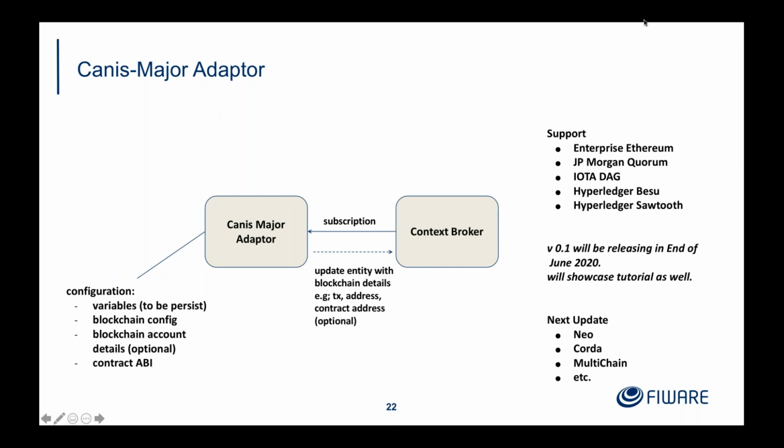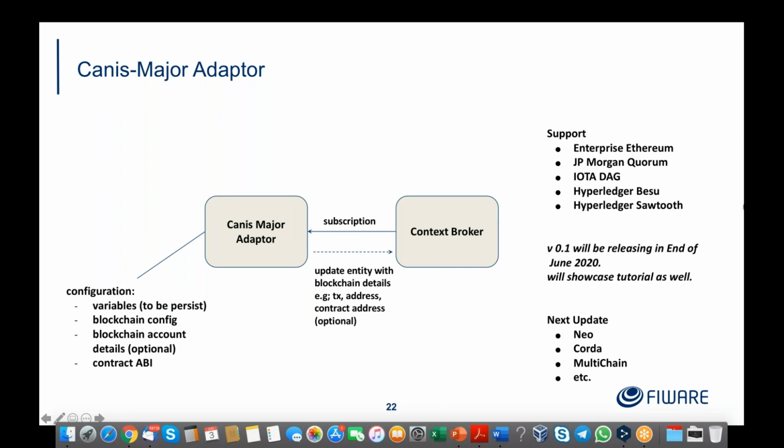And the interesting aspect also to highlight about this is that we are working towards bringing support to different kinds of blockchain and distributed ledger technologies as storage distributed ledgers. So in the first approach, we plan to support Enterprise Ethereum, JP Morgan Quorum, IOTA Tangle, Hyperledger Besu, Hyperledger Sawtooth, and the first version of this will be available in the upcoming release planned for September.